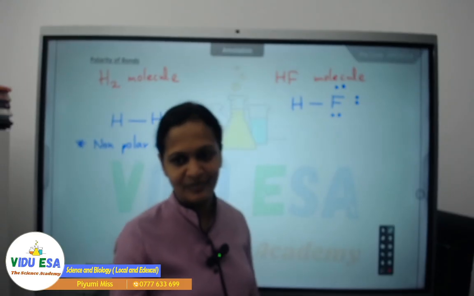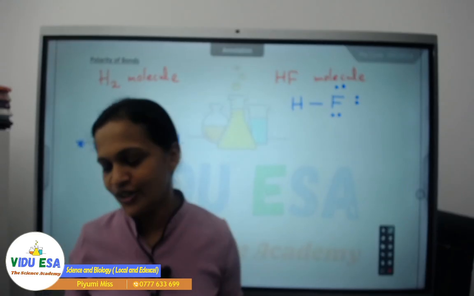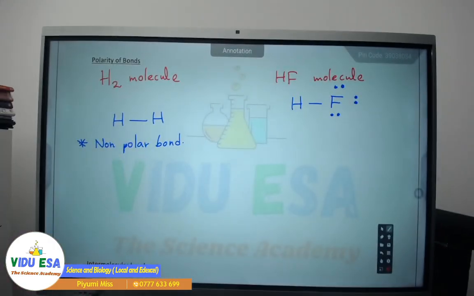Fluorine has the highest electronegativity. Therefore, what does fluorine do? It attracts the bond electrons towards itself.